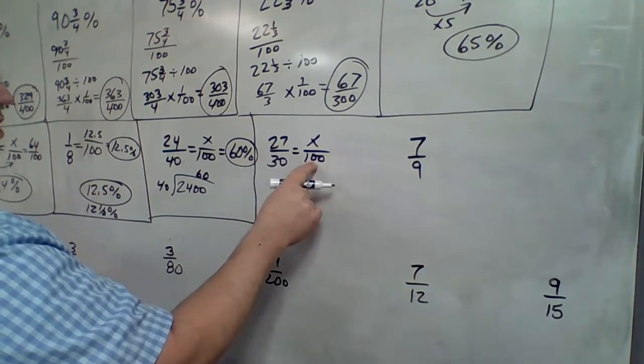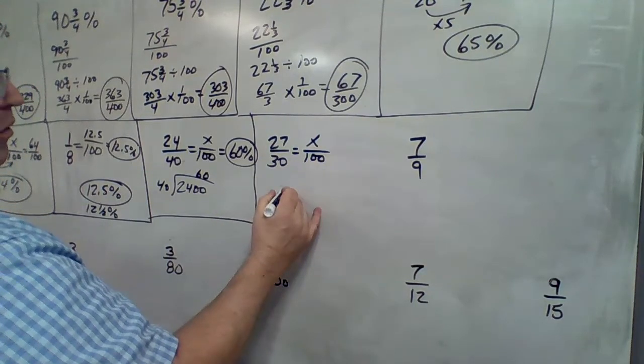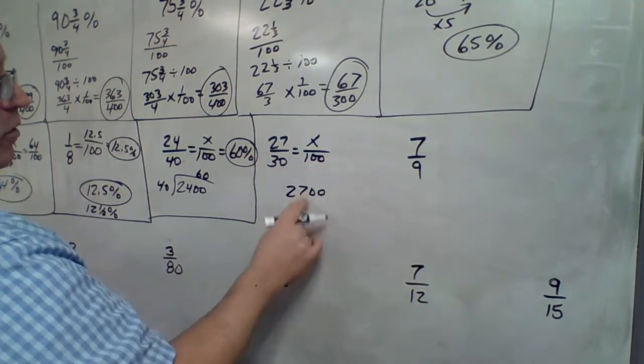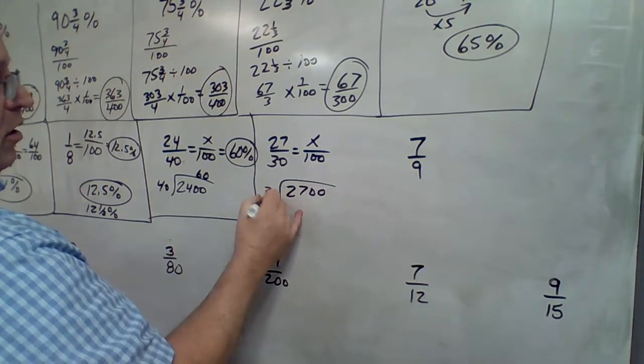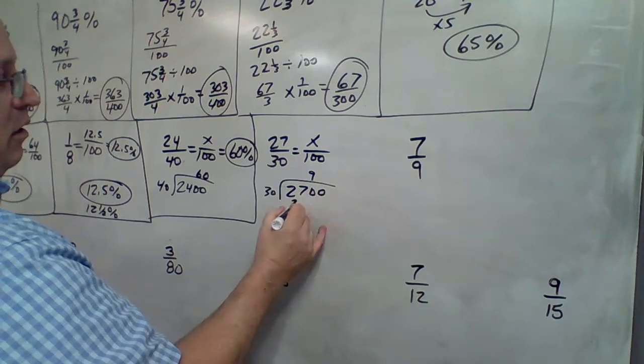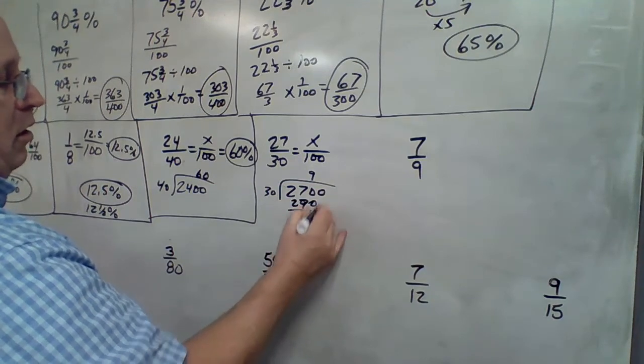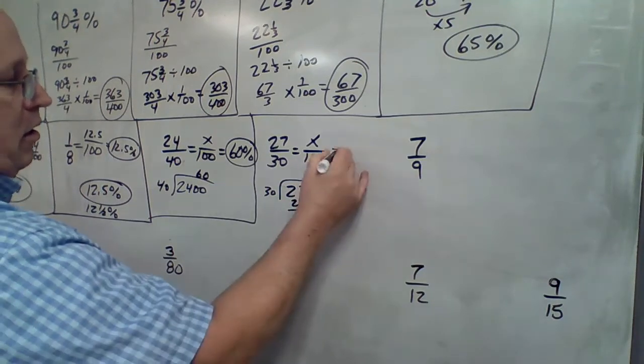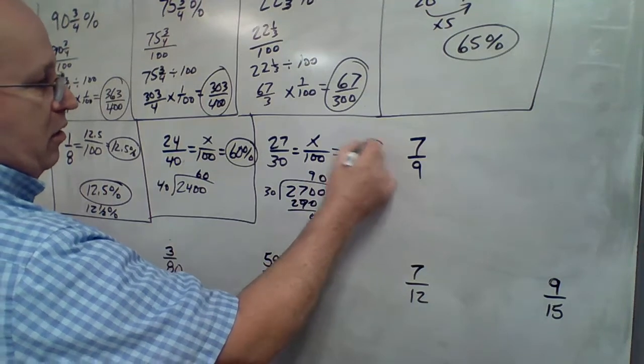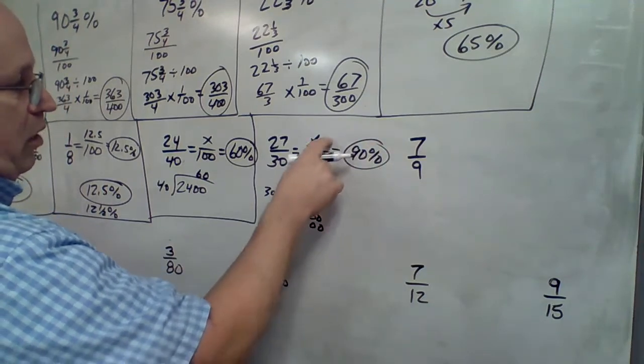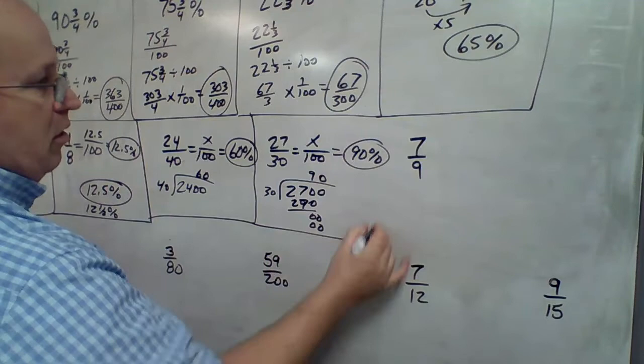So I would take 27 times 100 and divide by 30. 27 times 100 is 2700. Divide by 30, I get 90. So this must be 90%, because it would be 90 hundredths, and 90 hundredths is 90%.